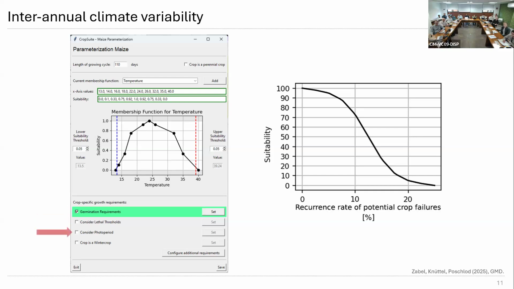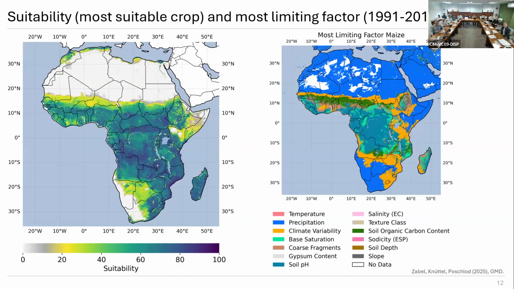Okay, so I already explained that, so I can go through that. Here are some examples of outputs that we already generated with this model. That's the suitability of the most suitable crops of all the 50 crops that we considered here for Africa. And you can already see that the high spatial resolution, 1 kilometer, gives you very interesting patterns.